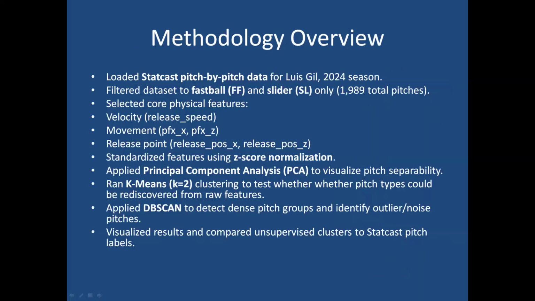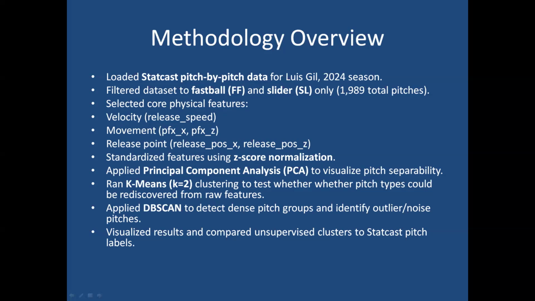And for the methodology overview, I loaded the Statcast data, like I said, for Luis Heel for the 2024 season, using only fastball and slider. Again, he throws a changeup about 20% of the time, so this was most of his pitches from this year. He had a very successful year, and won Rookie of the Year.